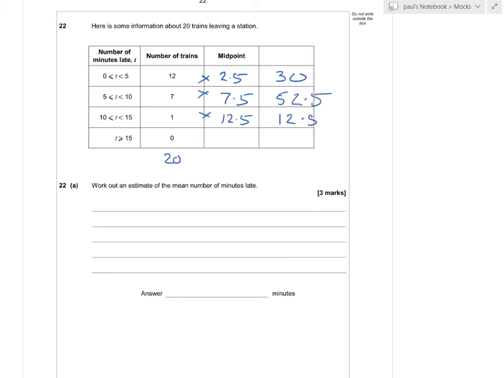I can do that. Let's add these up. 0, 2, 4, and carry 1, 5, and 3, 8, 9. So we got 95 minutes divided by the 20 trains. I don't know why I put 92 there, because that's just so wrong on so many levels. So we're going to 95 divided by 20. It's 4.75. It better be right. So that equals 4.75 minutes late.